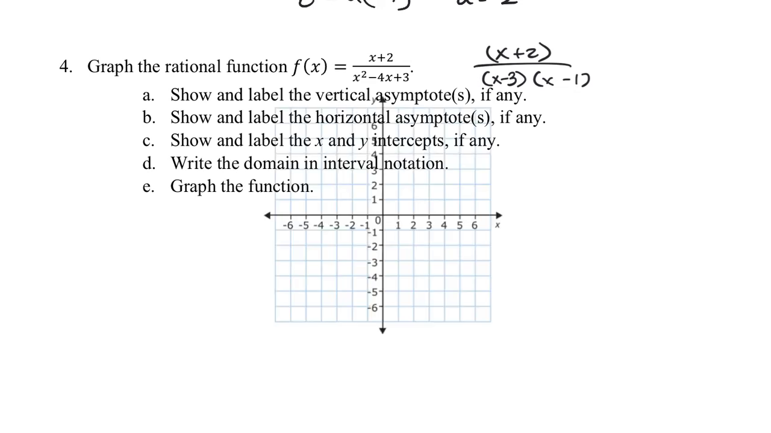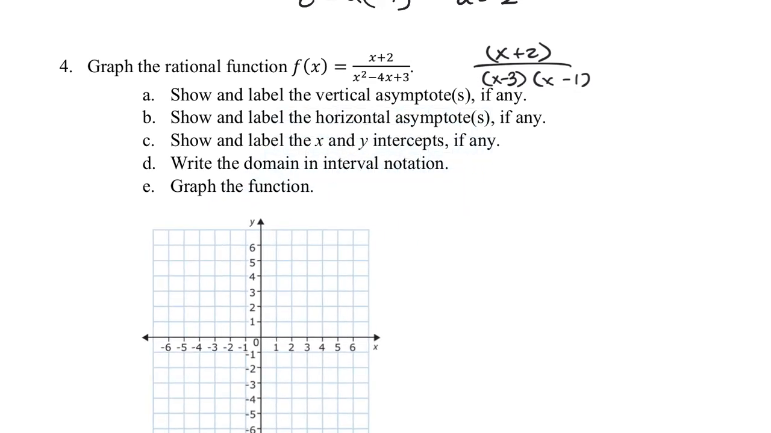So on your graph, you would have a vertical asymptote at x equals 3. And it says show and label. What that means by label is x equals 3. You've just labeled that vertical asymptote. And then the other one, what was it? x equals 1. So that's the extent of part A, show and label the vertical asymptotes.